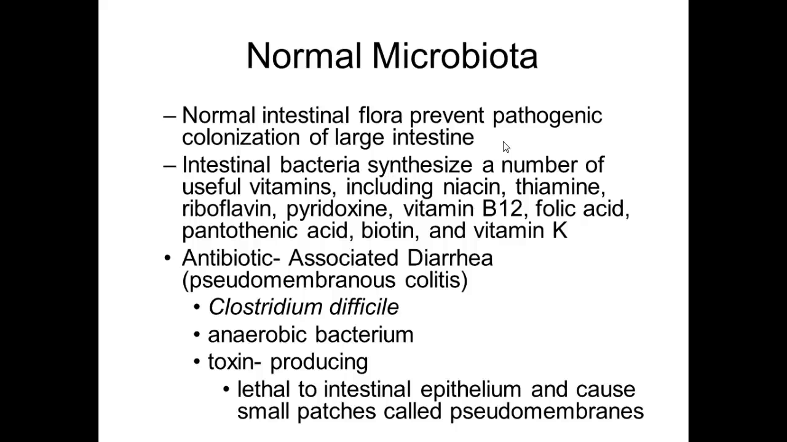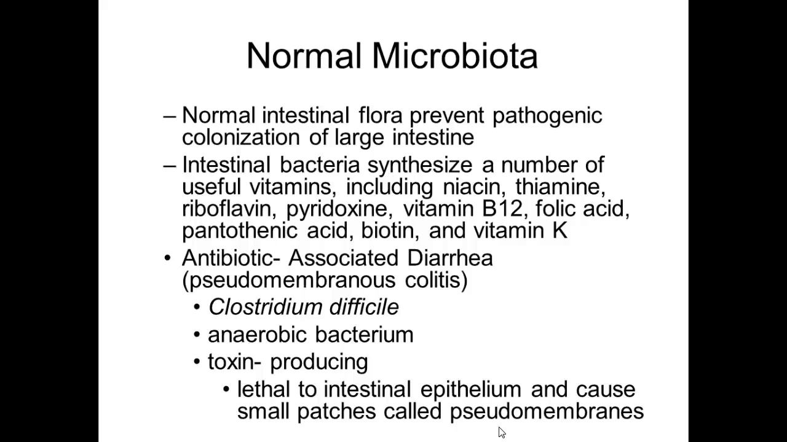So Clostridium difficile is a really serious infection that can happen. It's an anaerobic bacteria. It's a toxin producer. So this is what's lethal to the intestinal epithelium and can cause small patches that are referred to as pseudomembranes. And these are areas of death, it's not viable tissue. And it can be very damaging.